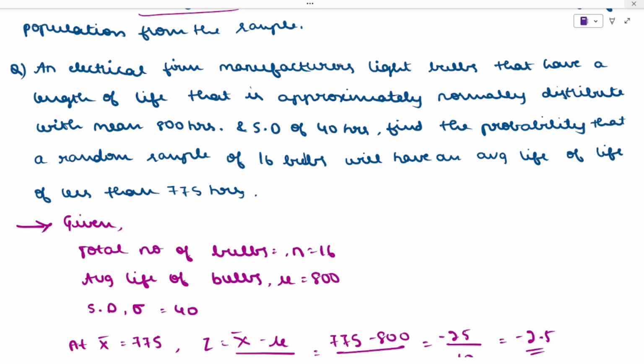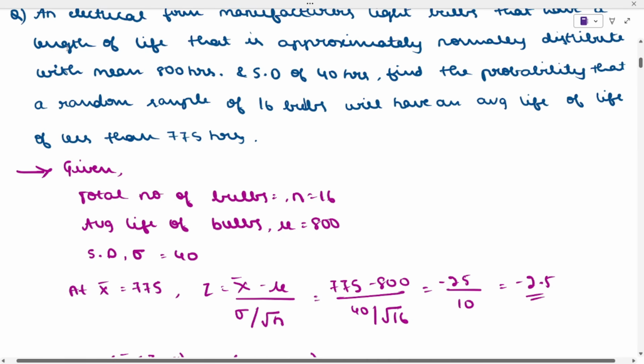An electrical firm manufactures light bulbs that have a length of life that is approximately normally distributed with mean 800 hours and SD 40 hours. Find the probability that a random sample of 16 bulbs will have an average life of less than 775. They have said less than, keep that in mind. What they have given: 16 bulbs are there, so write n is equal to 16. Average life means the mean, so they have given 800, you write it, and directly they have mentioned standard deviation as 40. You take sigma as 40.